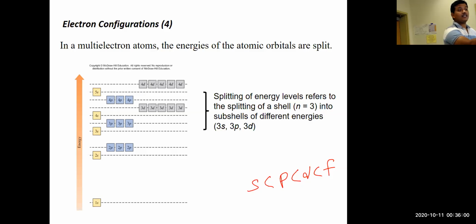And for shell 3, it has 3s first, 3p, and 3d much higher. Between 3p and 3d, 4s sneaks in. Again, s orbitals do that, bigger shell, lower energy subshells do that. They kind of sneak in because they have a higher exposure to the nucleus protons because of their smaller size. That's why 4s fills after 3p.